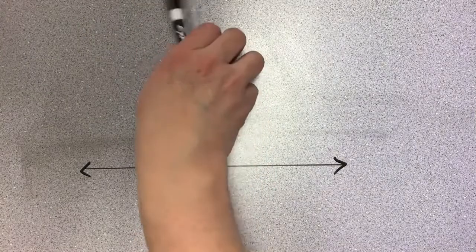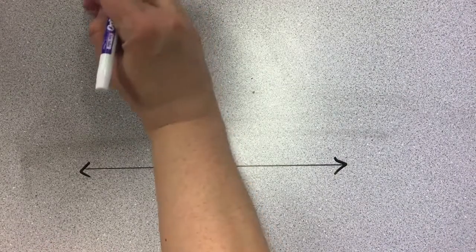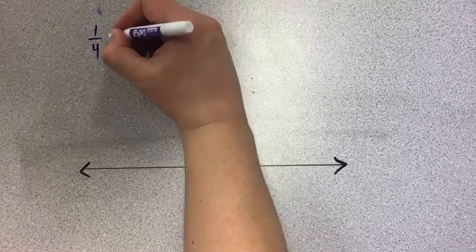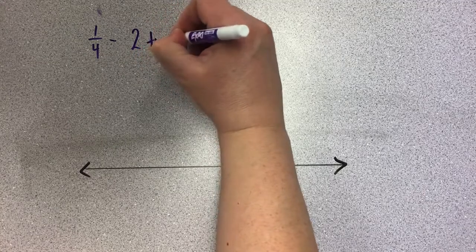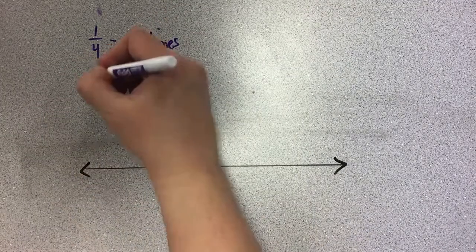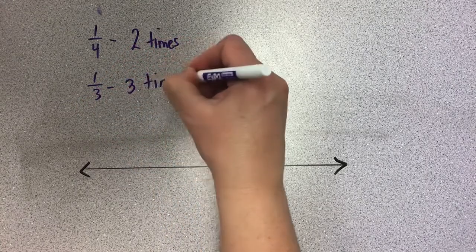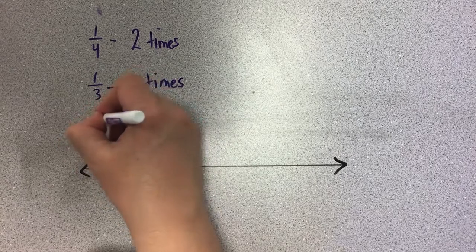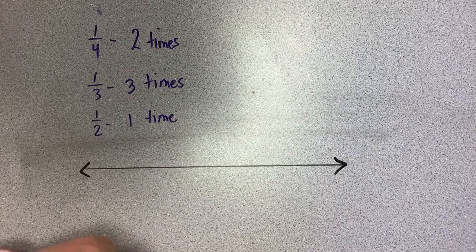So let's go ahead and look at this. First we're going to count the number of times each fraction appears, okay? So the fraction 1/4 appears 2 times. The fraction 1/3 appears 3 times, if you count them, there are 3 there. And the fraction 1/2 appears 1 time. Okay, so write that down in your book.